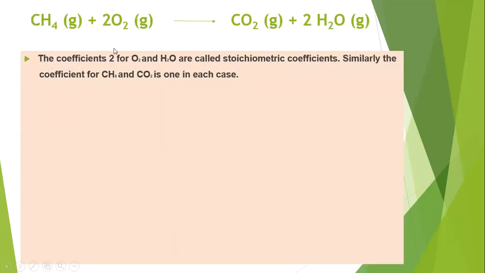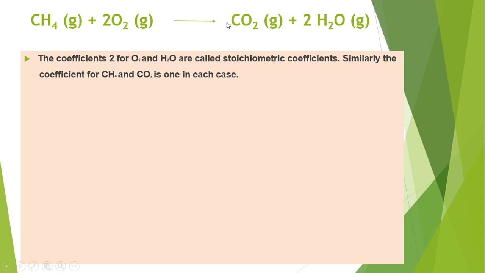The coefficients. Let's see the same reaction itself. CH4 plus 2O2 giving CO2 plus 2H2O. The coefficients 2 for oxygen and water are called stoichiometric coefficients. Where is this 2? In this reaction 2O2 is written, so this is the 2, and for water 2 is written here. These two 2's are said to be the stoichiometric coefficients. Similarly, if we take the coefficient of CH4 and CO2, in front of CH4 nothing is written, that means it is 1. Same way for carbon dioxide, nothing is written in front, that means it is 1.